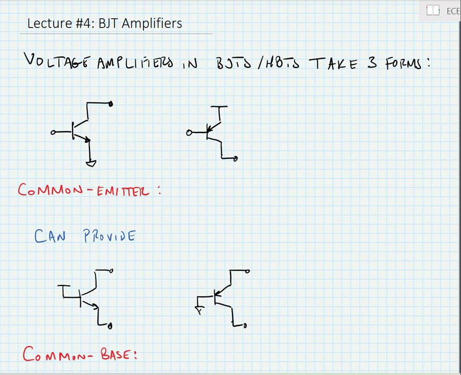Okay, today we're going to look at BJT amplifiers. Voltage amplifiers in BJTs and HBTs take three forms. The first one we're going to look at, we put our input on the base and our output on the collector. This can happen for an NPN or a PNP amplifier. And this type of amplifier is called a common emitter.